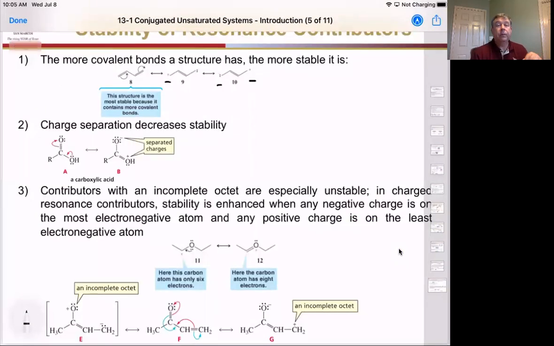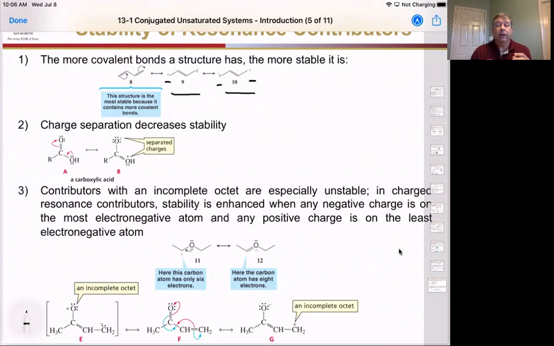Okay, so let's talk about the stability of our resonance contributors. There are 3 rules for the stability of a resonance contributor. The more covalent bonds a structure has, the more stable it is. So for example, here in this structure, we have a total of 1, 2, 3, 4, 5 covalent bonds. In here, we only have 4, and in here we have 4 because of that charge separation. Okay, so structure 8 is a more stable resonance contributor because it has a total of 5 covalent bonds instead of just the 4 covalent bonds seen in structure 9 or 10.